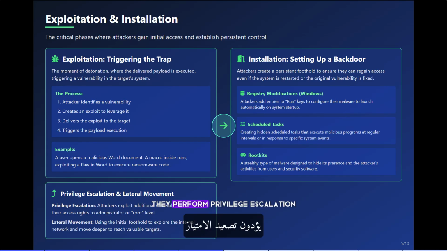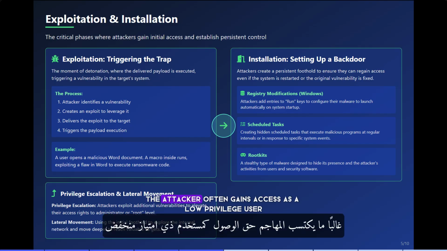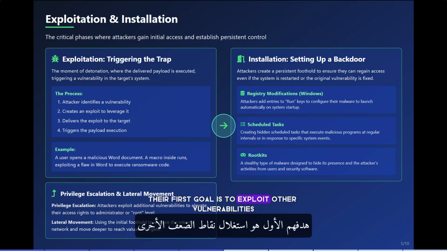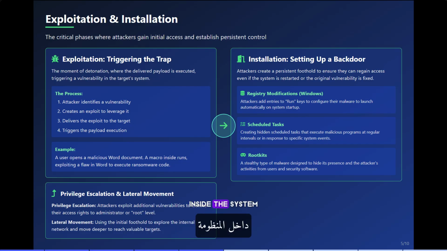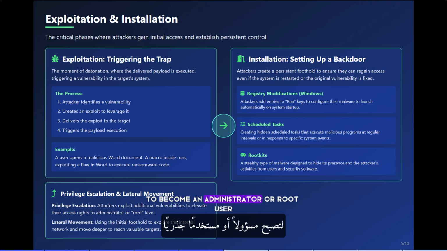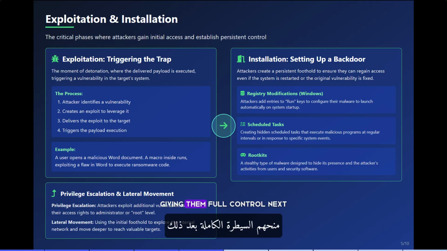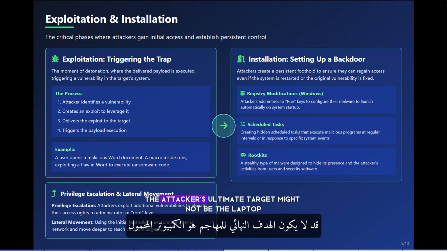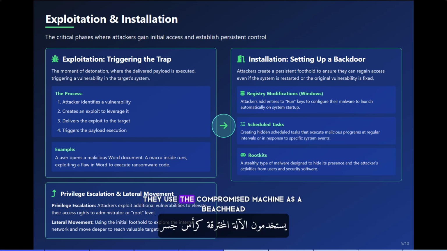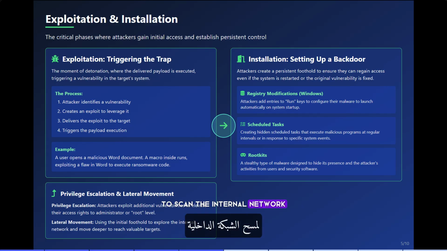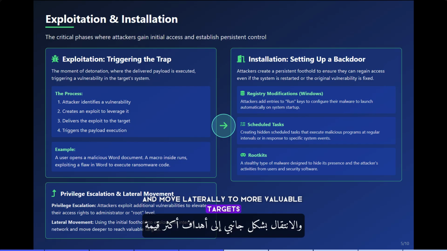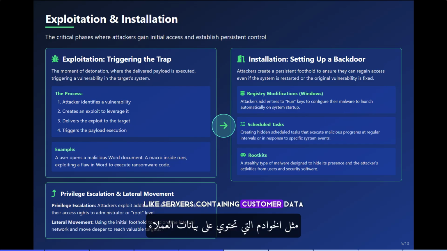First, they perform privilege escalation. The attacker often gains access as a low-privilege user. Their first goal is to exploit other vulnerabilities inside the system to become an administrator or root user, giving them full control. Next, they perform lateral movement. The attacker's ultimate target might not be the laptop they first infected. They use the compromised machine as a beachhead to scan the internal network and move laterally to more valuable targets, like servers containing customer data.